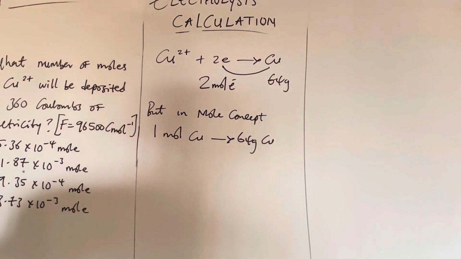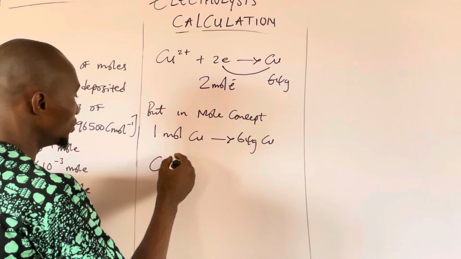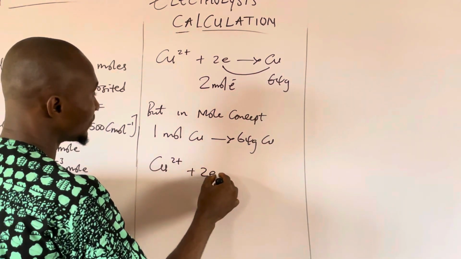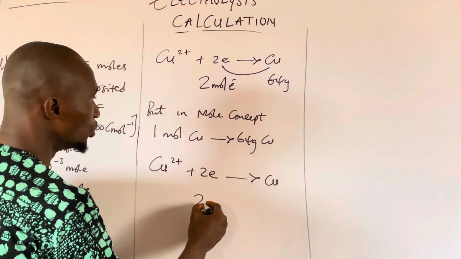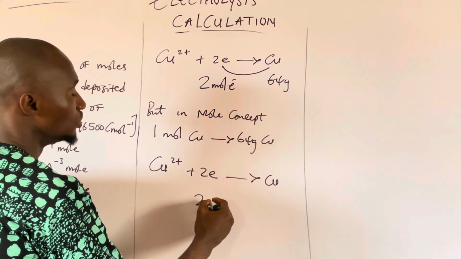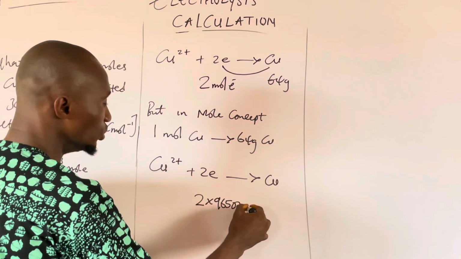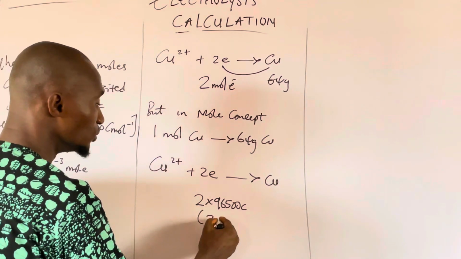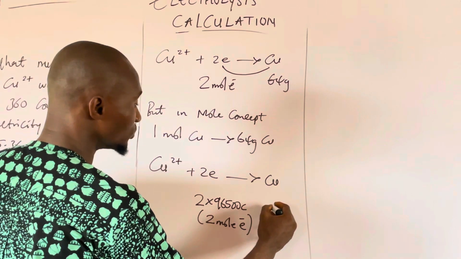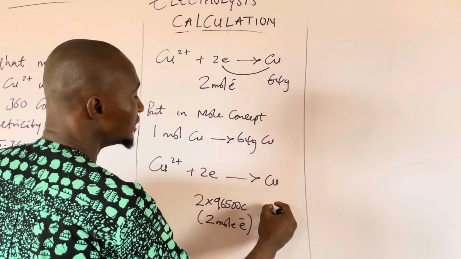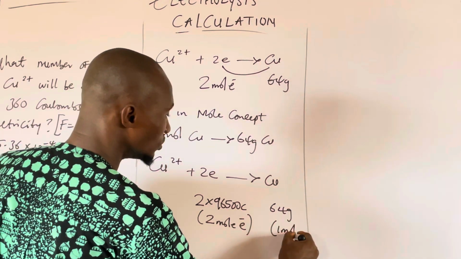So which means I have to write this equation again. Cu2+ plus 2 electrons gives copper. So here is 2 times 96,500 coulomb, that is also in bracket 2 mole of electron, right? And here that 64 gram is also 1 mole of copper.